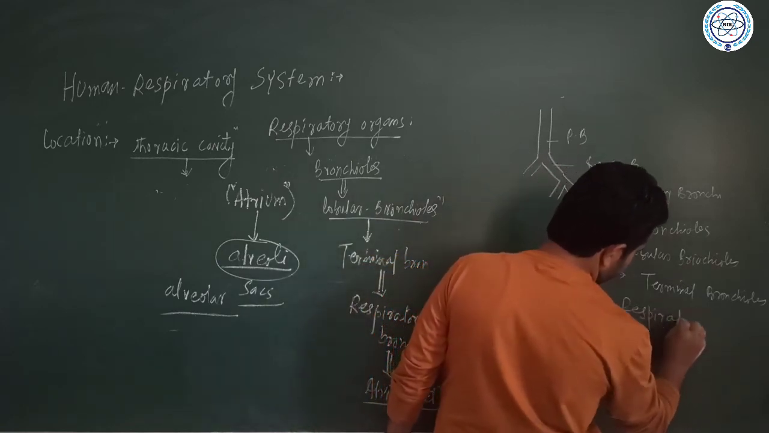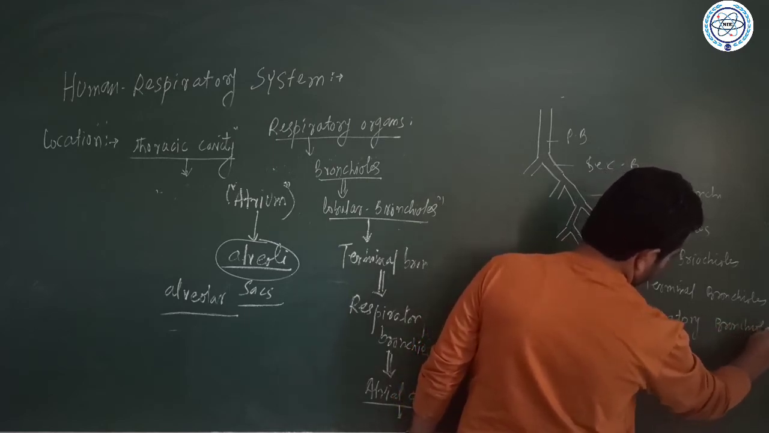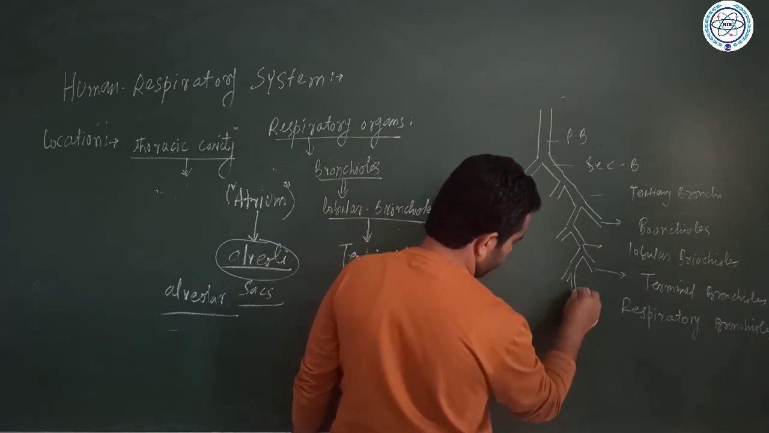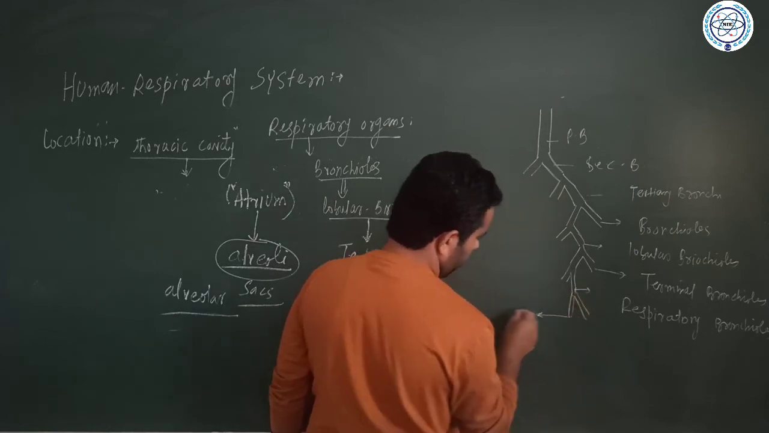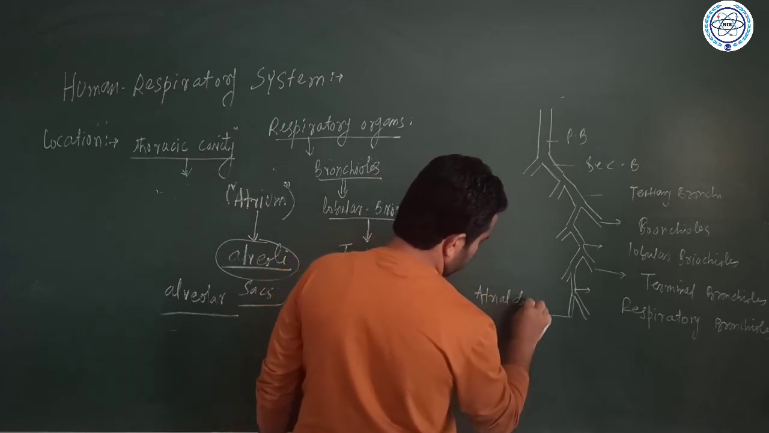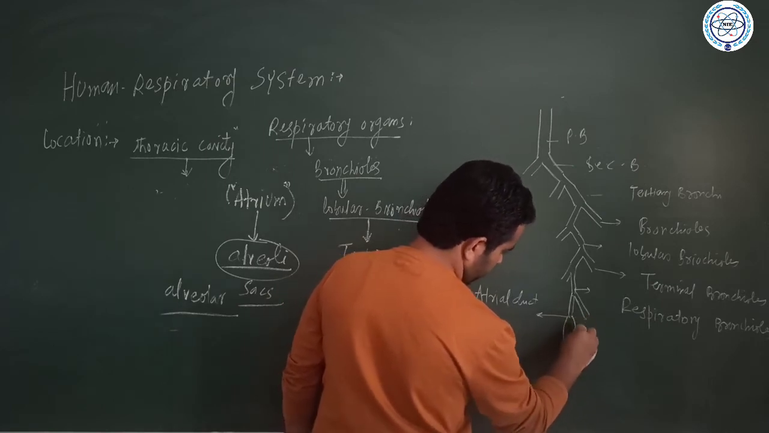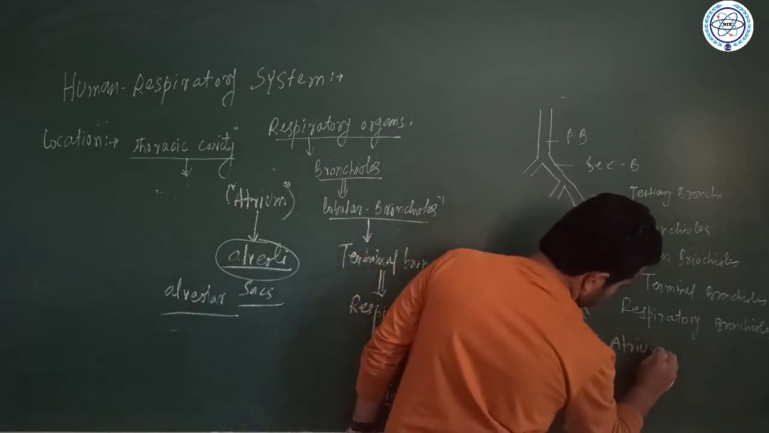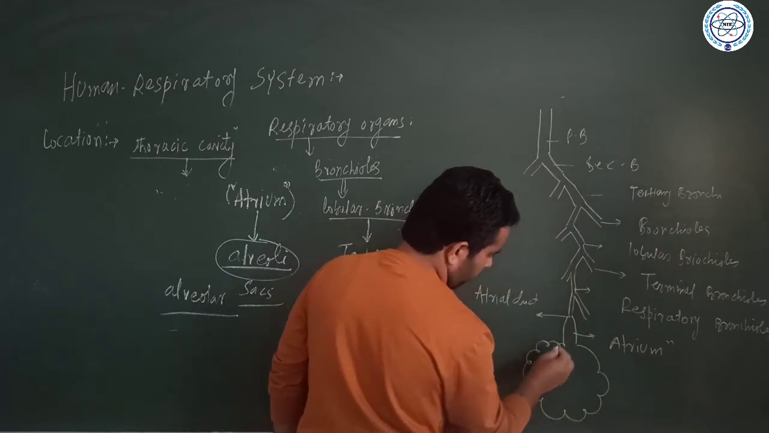Respiratory bronchioles. Try to understand. And these respiratory bronchioles again divide into fine branches, very small branches, and this is the alveolar duct. Then it becomes expanded, right? So it becomes expanded, let's say like this. This is the atrium here, and then finally this atrium opens into the miniature lungs, and this is just like a bunch of grapes.